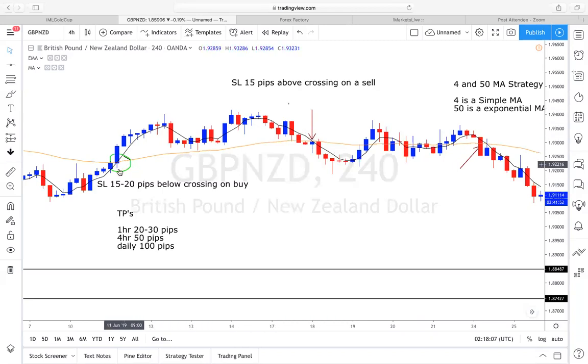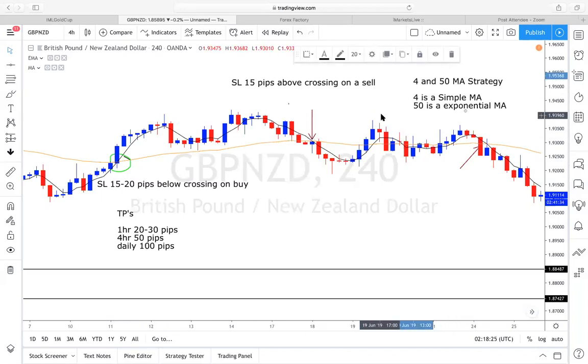Now, over here, we're going to put our stop loss 15. You're going to look where they cross and then go down 15 to 20 pips and put your stop loss. Over here, you're going to see where they cross on a sell, and you're going to go up 15 to 20 pips from where they cross and put your stop loss. Now, whatever color you put on your screen, but for me, on my screen the 4 is black and the 50 is orange. If you notice, the black one was the one that's doing all the crossing.